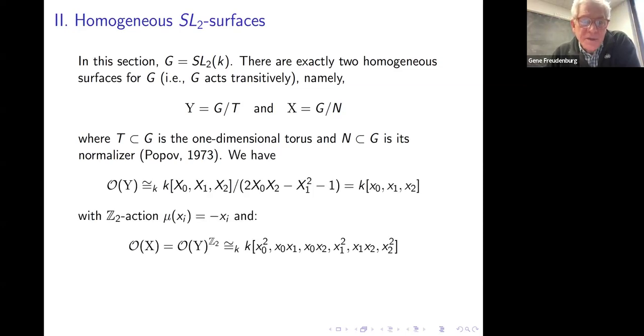In particular, the coordinate ring of Y is the familiar Danielewski surface given by these 3 generators, and this ring, if you will, has a Z2 action given by sending each of the xi to its opposite. And the ring of invariants is then the coordinate ring of X given in this way. So this is giving that coordinate ring with 6 generators.